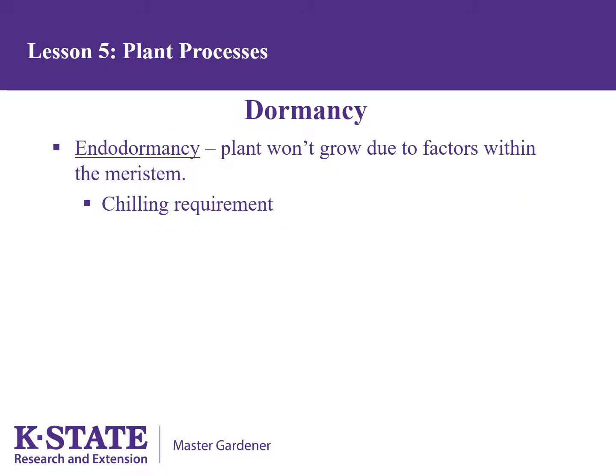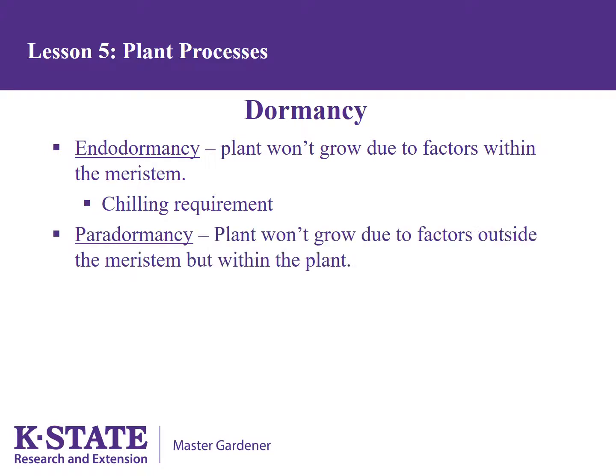There are different kinds of dormancy that a plant may go through. Endodormancy occurs when a plant won't grow due to factors within the meristem. For example, a chilling requirement where a certain number of chilling hours must be met before the plant will break bud in the spring. Chilling hours are hours between 32 and 45 degrees. Apples, for example, can't be grown in Texas if you go too far south. They just don't receive enough hours between 32 and 45 degrees in the winter.